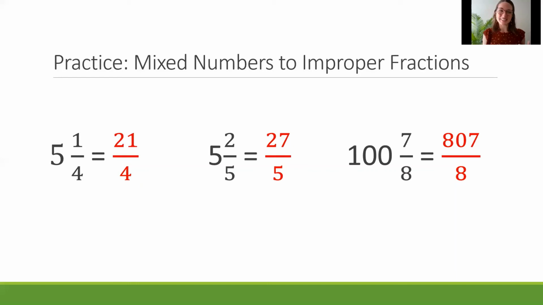Okay, let's take a look at the answers. So 5 1/4. Well, if we multiply 4 times 5, we get 20. And add 1, that's 21. So 21/4. 5 2/5. Well, if we multiply 5 times 5, that's 25. If we add 2 more, that's 27. And then we keep the same denominator, 27/5. 100 7/8. Doesn't matter how big the number is, we do the same process. So we say 8 times 100 would be 800. Add 7 to that, that's 807. And then we put it over 8.